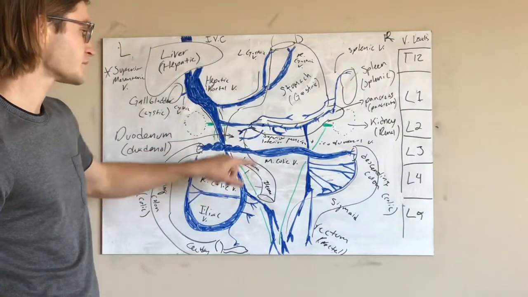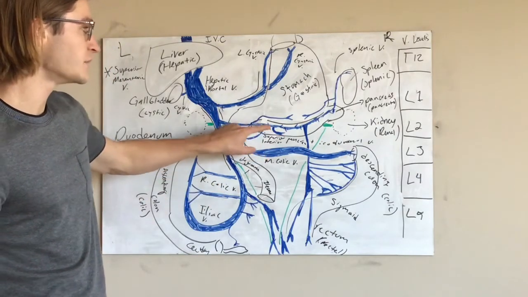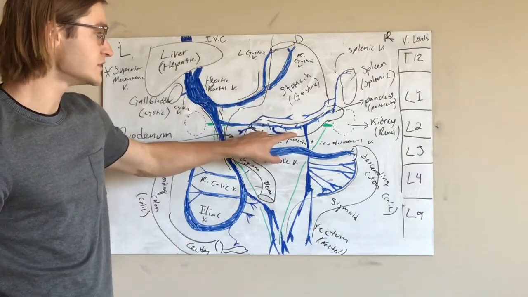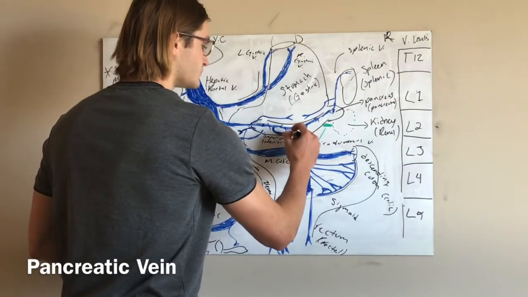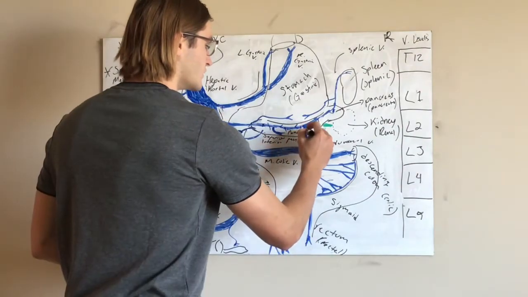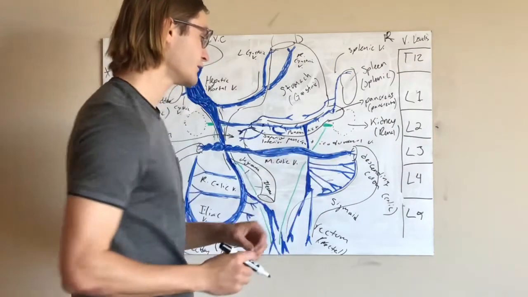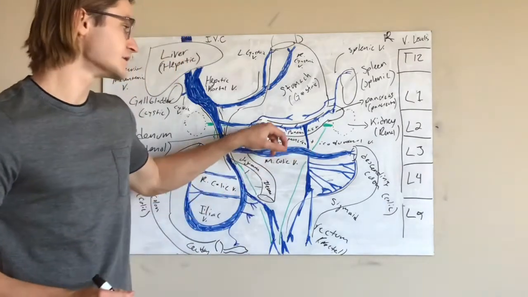pancreatico-duodenal veins. This vein right here, it's just coming off our splenic vein onto our pancreas. That's just going to be our pancreatic vein. Pancreatic vein. So we just have our pancreatic vein.